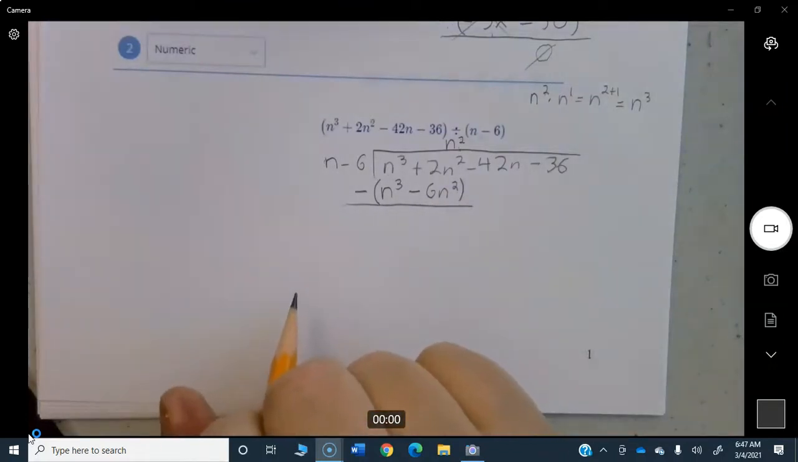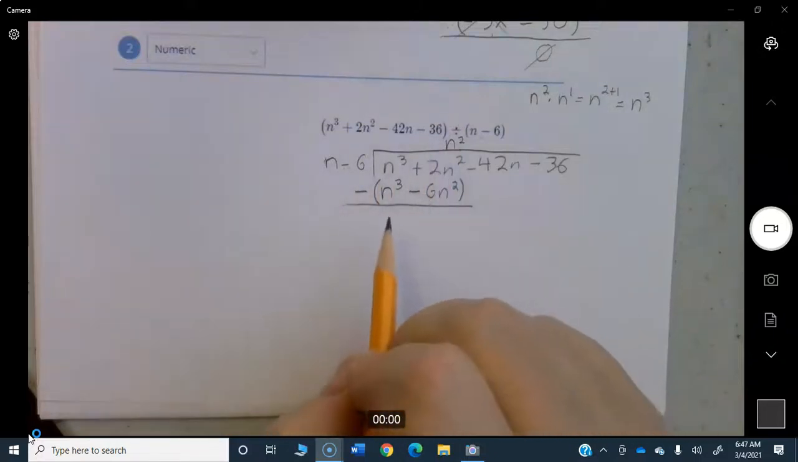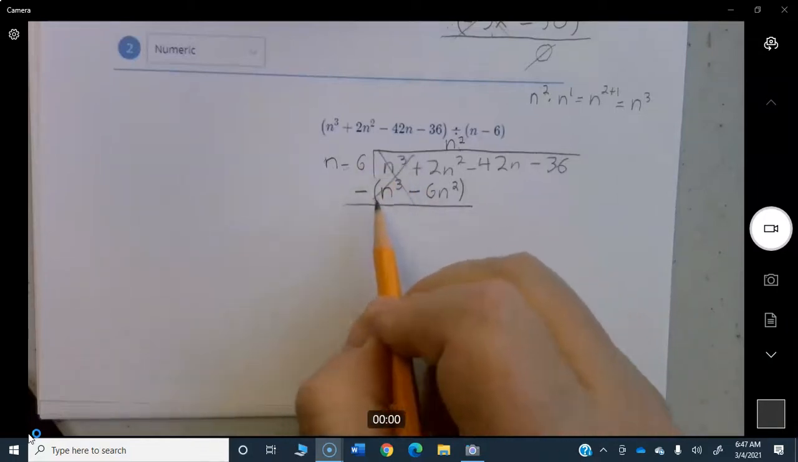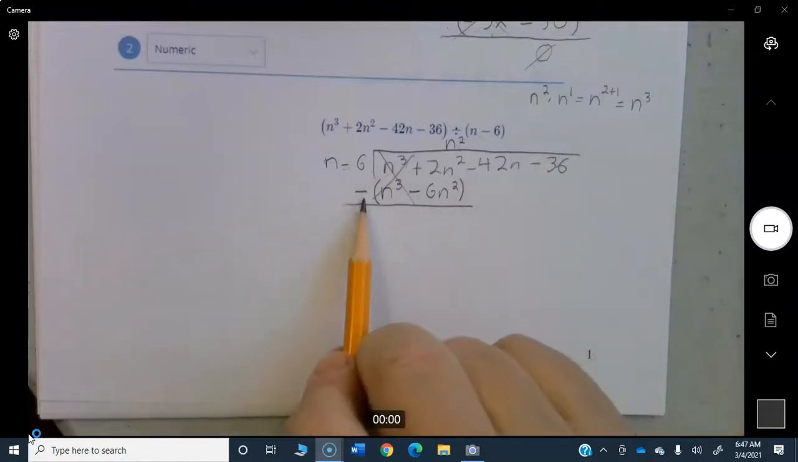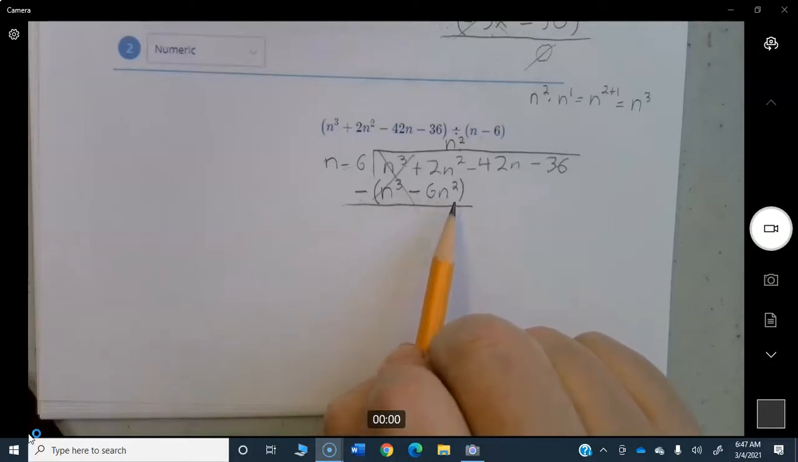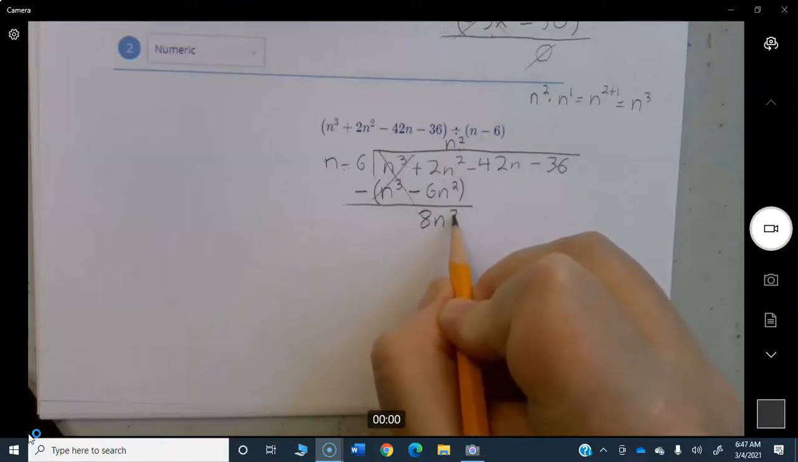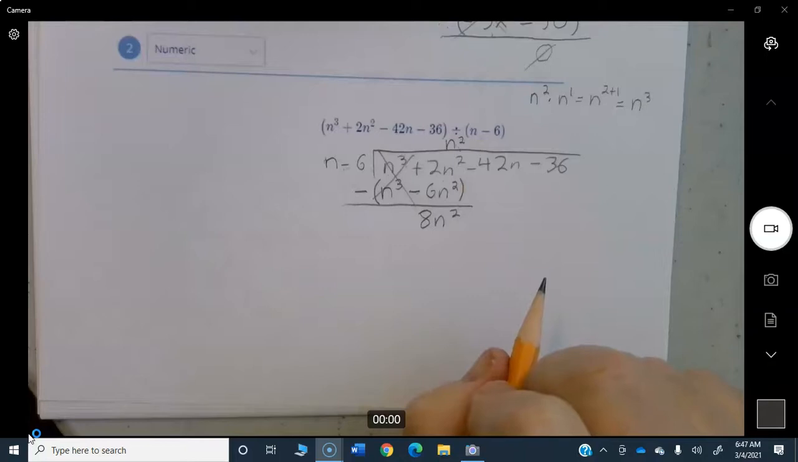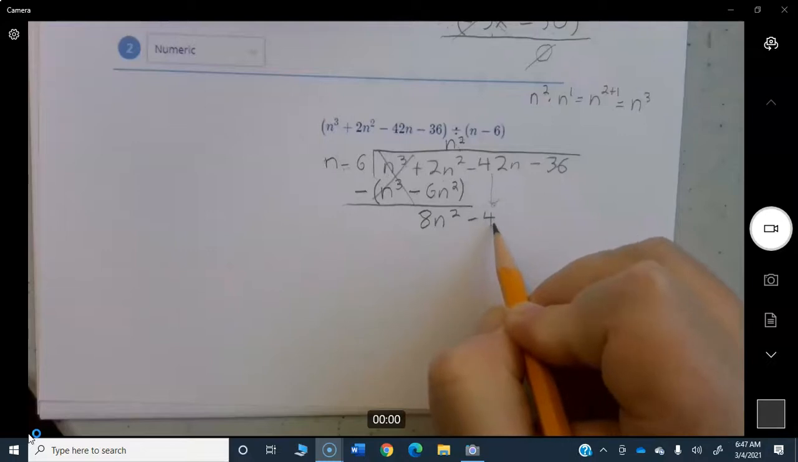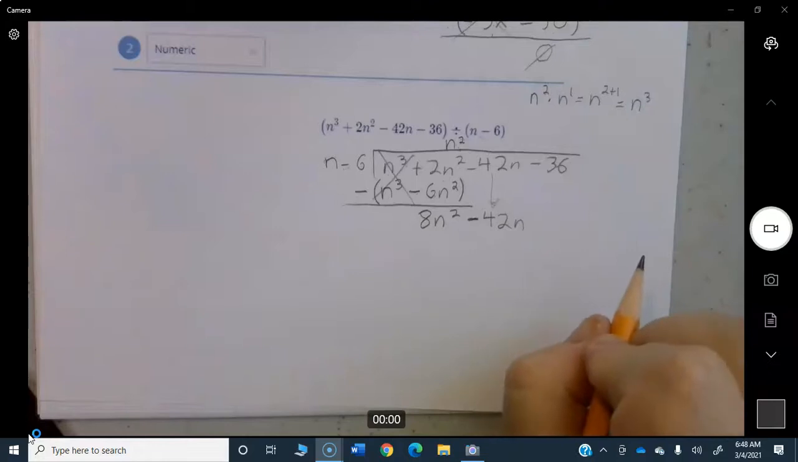Okay, so that's your multiply step. This times this gives you this, and this times this gives you this. Now your subtract step. Remember we said the first term always disappears. N to the third minus n to the third is gone. Now you have a double negative sign here, so it becomes a plus. So that becomes plus 6n squared. So 2n squared plus 6n squared gives you 8n squared. So that's your subtraction step right there. And now the pull down step, you pull this down to here, minus 42n. Okay, so that was your pull down.